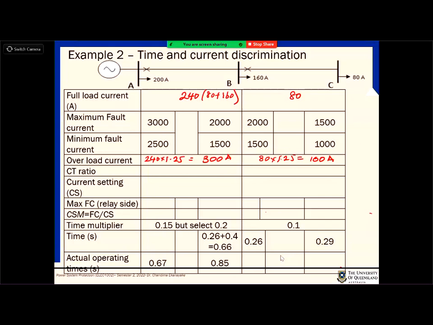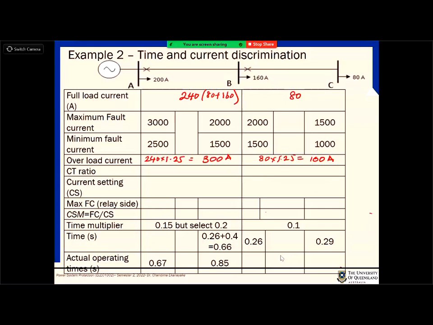Then we need to select a suitable CT, that is the current transformer, right? Current transformer secondaries can be 5 amp or 1 amp, depending on the standards people use. If you are using numerical relays, 1 amp is enough. But if you are using mechanical relays, usually it is 5 amp. In this case, assume that we are using 1 amp.